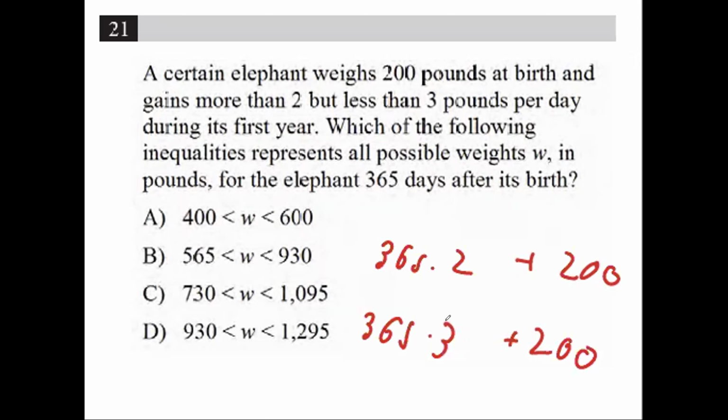So 365 times 3 is 1,095. Plus 200 is 1,295. And then for the lower one, 365 times 2 should be 730, and then plus 200 would be 930. So the range would be between 930 and 1,295, which is in choice D.